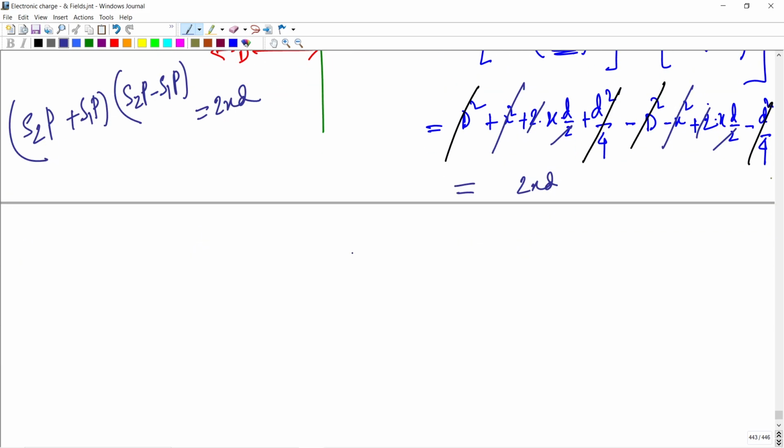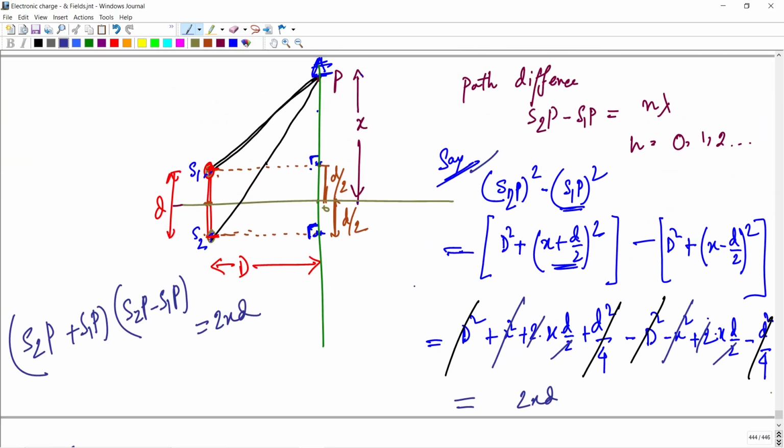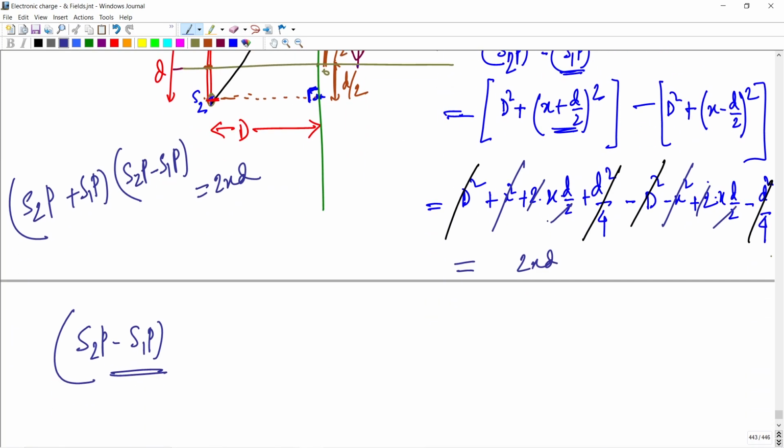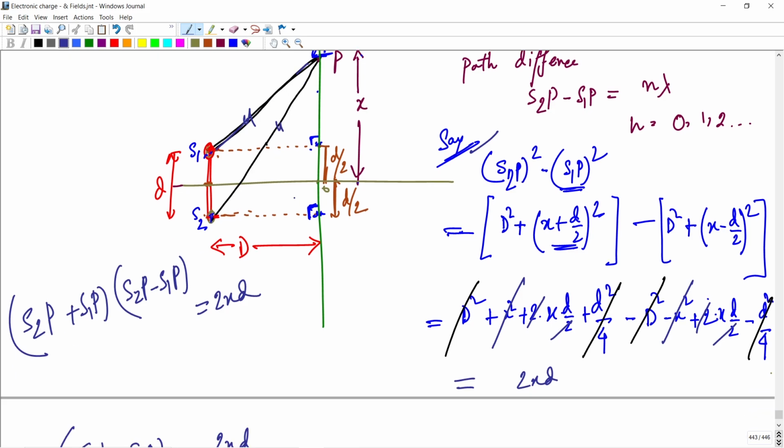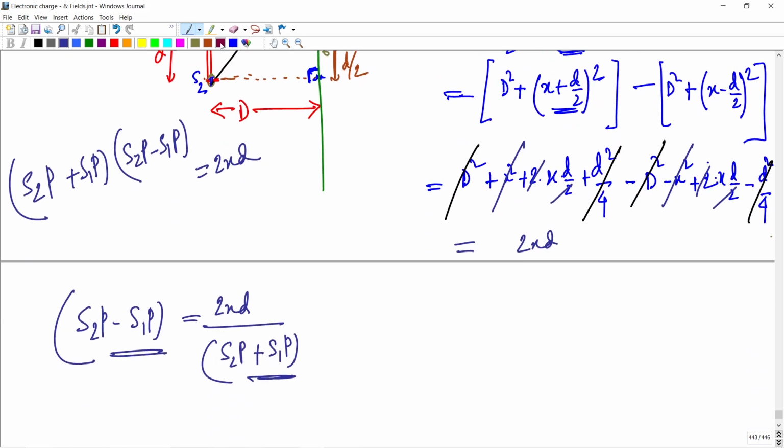So jump to next page. S2P minus S1P is the path difference, and that is equal to twice xd divided by S2P plus S1P. These two lengths, S2P and S1P, we apply a condition here. The condition is that small d is much lesser than capital D.